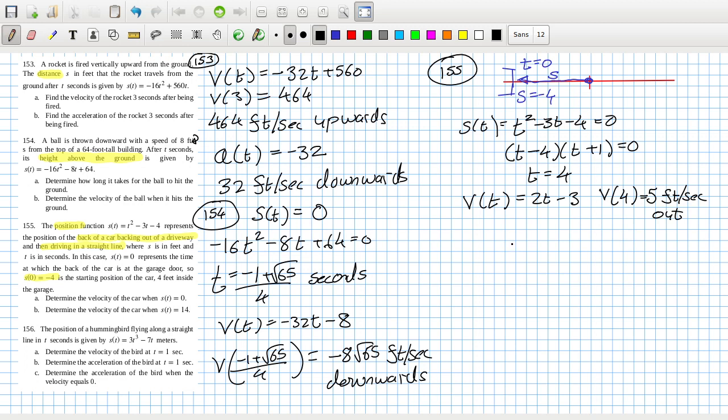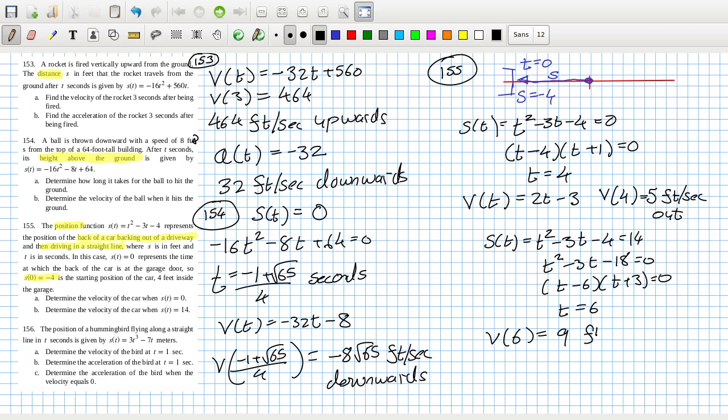And determine the velocity when s(t) is 14. So I'll have to solve s(t) equals 14. So that means t squared minus 3t minus 18 equals 0. 6 and 3, (t minus 6)(t plus 3). So that's t equals 6 seconds. So v(6) would be 2 times 6 is 12. 12 minus 3 is 9. 9 feet per second outwards.